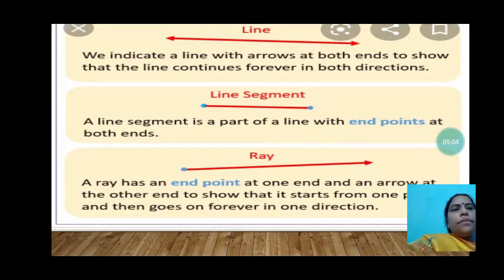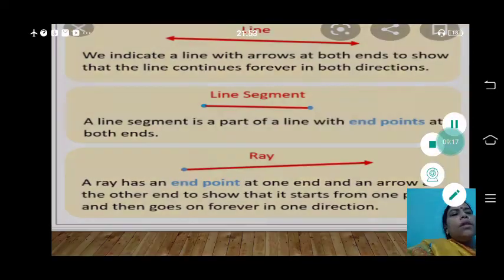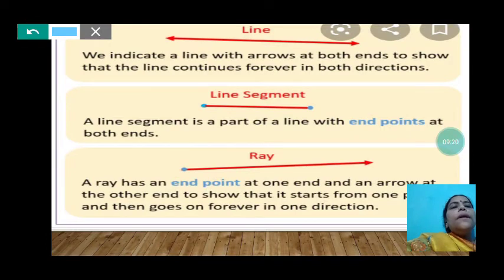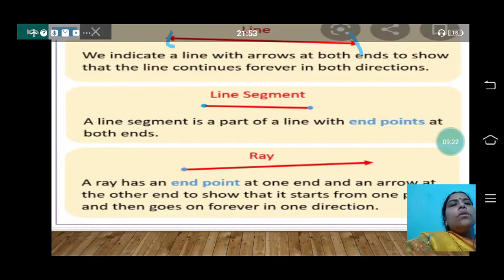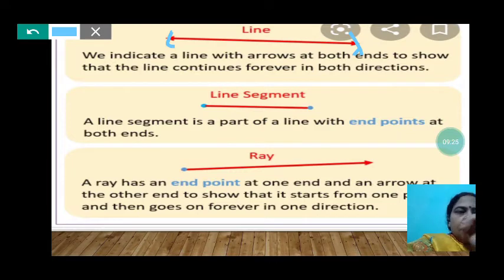Now what have we read? We have read about a line. We indicate a line with arrows at both ends to show that the line continues forever in both the directions. As you can see here, there is an arrow this side also, and there is an arrow this side also, that means on both the sides you can see arrows. And it is showing that it is continuing forever in both directions.